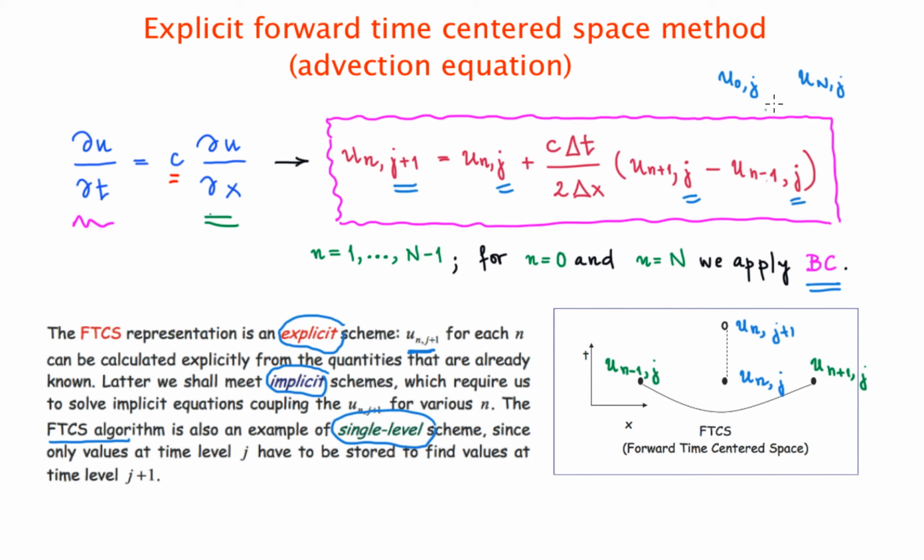So basically here we have derived our first finite difference method for the advection equation, and this is the one we have in this pink square highlighted here.